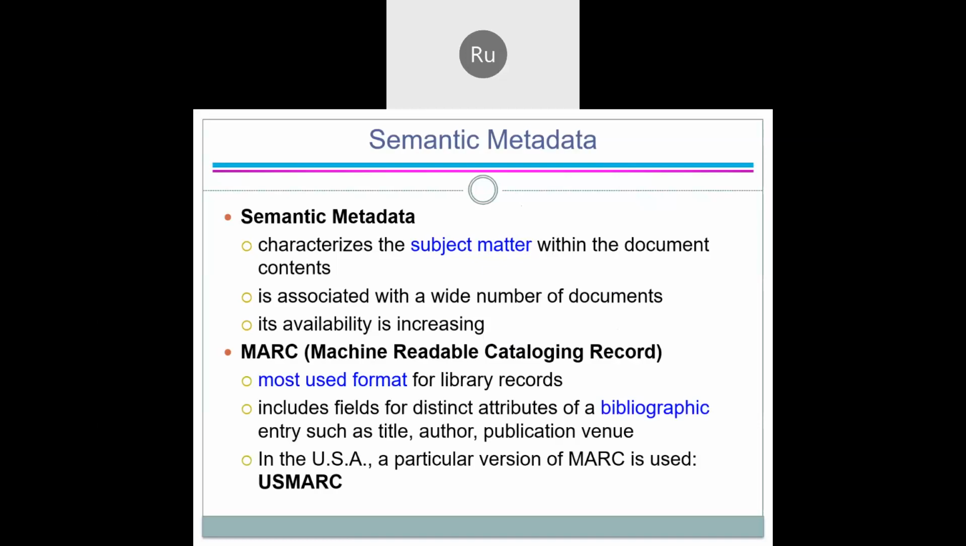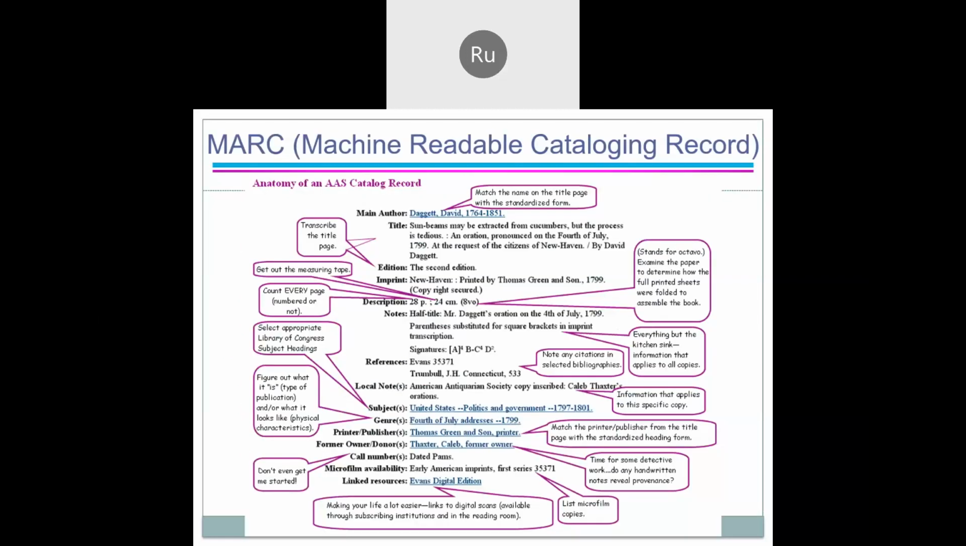So last time they used this machine readable cataloging record. They turned the card into a format more readable by the machine. So they look like this. This is the anatomy of a MARC catalog record. So for each of the fields or entities, they will have information.